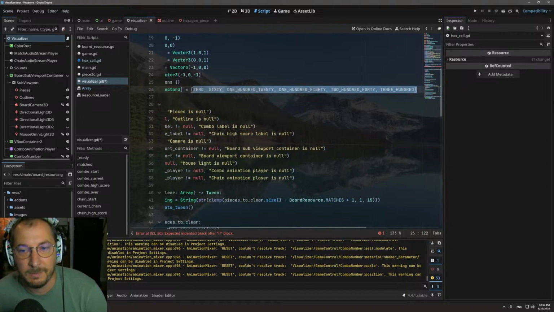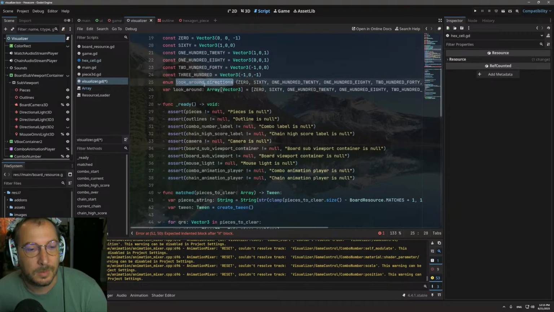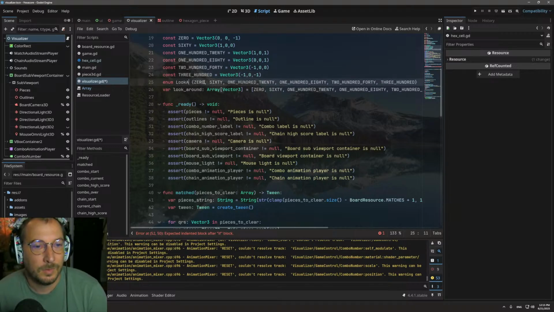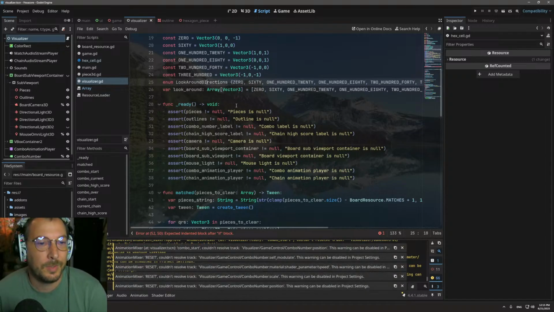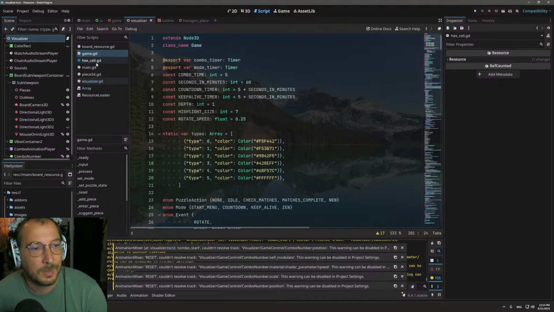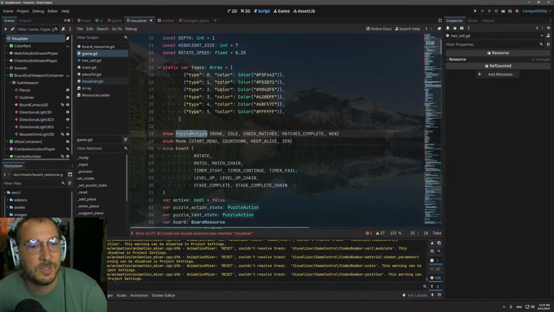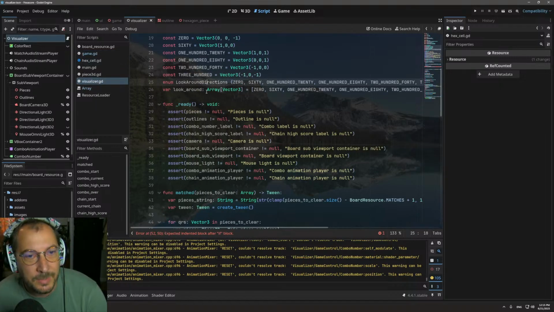Is it going to be mad because we already used these words? Look around directions. Is that how we do enums? I don't even know the conventions for, I don't know what the typical GDScript is. Yeah, we're doing camel case. So for the visualizer, we do look around directions in camel case. Blah blah blah. We have our look around directions.